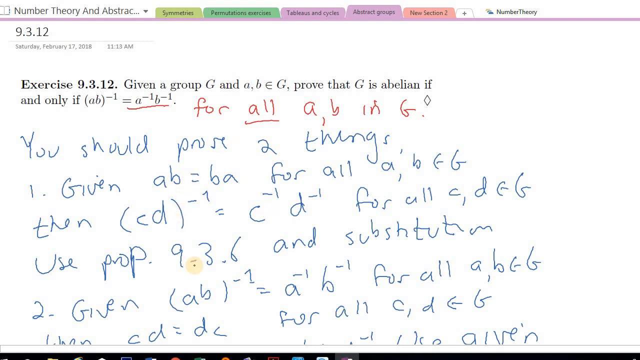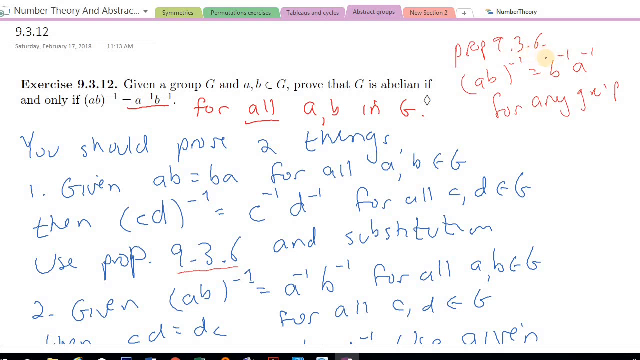Now here it says use proposition 9.3.6, and all this proposition says is that (ab) inverse is equal to b inverse a inverse. Okay, for if the group is abelian. No, actually that's not true for abelian. That's always true for any group. For any group, I can write down this relation, and you can cite proposition 9.3.6.